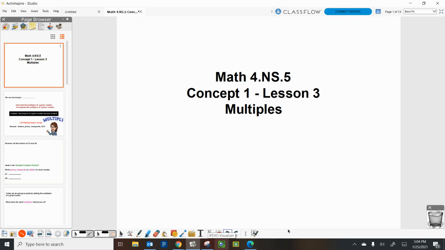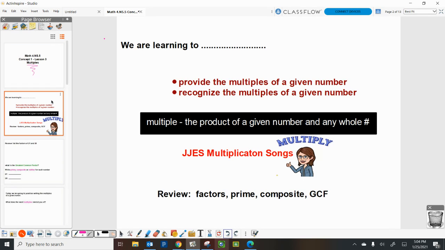Okay, so now we're going to go over lesson number 3 for our 4.NS.5 concept. And we're going to be talking about multiples today. And folks, we have been talking about multiples this whole year. So I feel like this is going to be a super duper easy lesson.